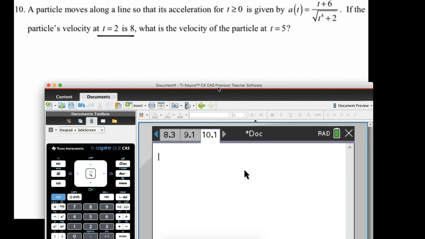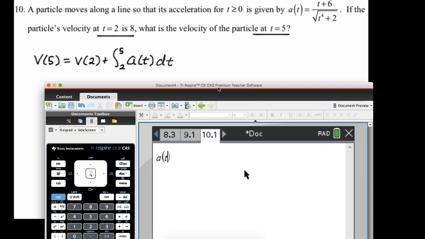So we know at t equals 2, we're at 8. We're looking for our velocity at 5. So at t equals 2, the velocity is 8, and we want the velocity at 5. So v of 5, we're just rearranging the fundamental theorem: v of 2 plus the integral from 2 to 5 of a of t dt. And calculator problem.